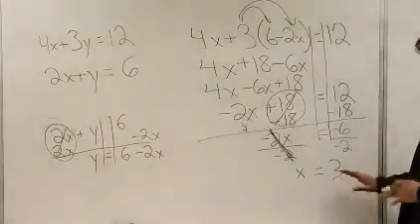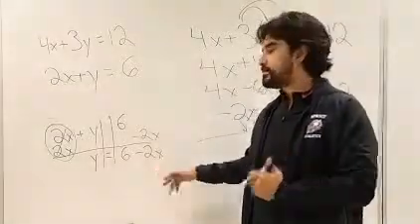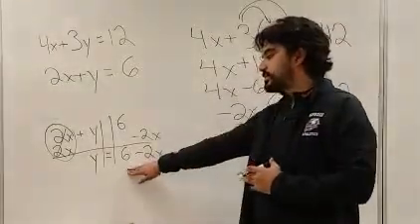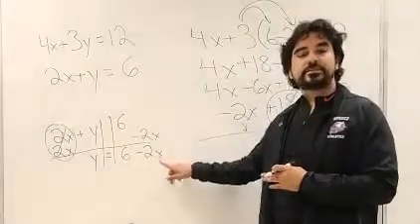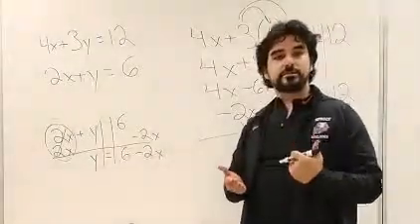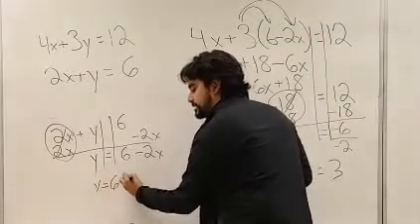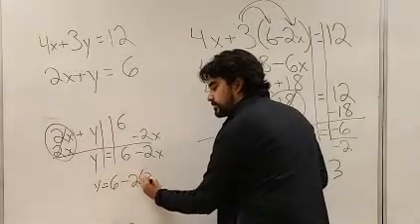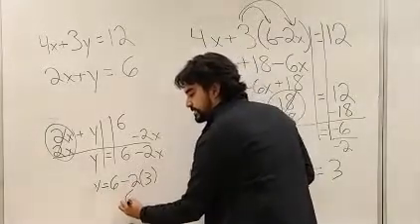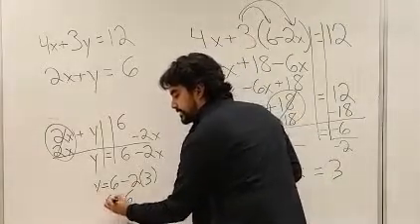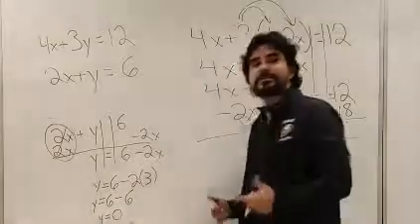So what we're going to do is plug my x equals 3, or my known variable, into one of these equations. The one I'm going to use is the bottom one, because y is already isolated. I'm going to copy the equation exactly the same, but instead of x, I'm going to substitute my 3. So y equals 6 minus 2 times 3. Negative 2 times 3 gives you negative 6, so 6 minus 6 is 0. So y is equal to 0.